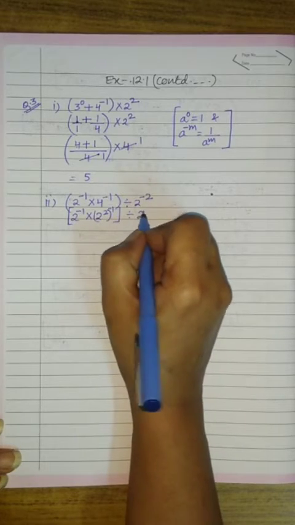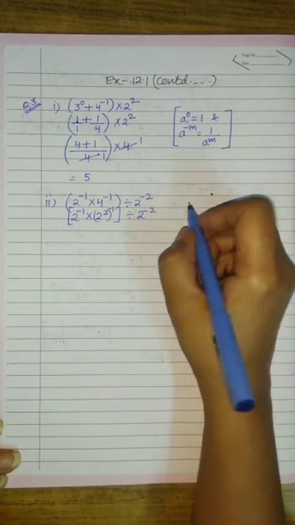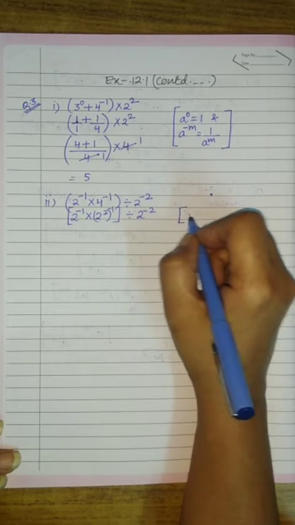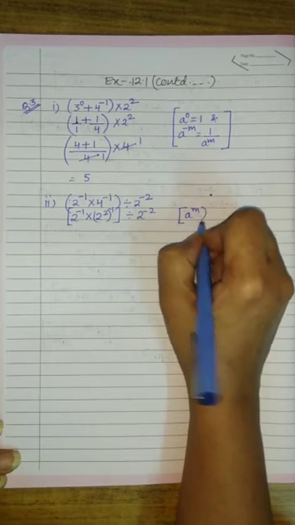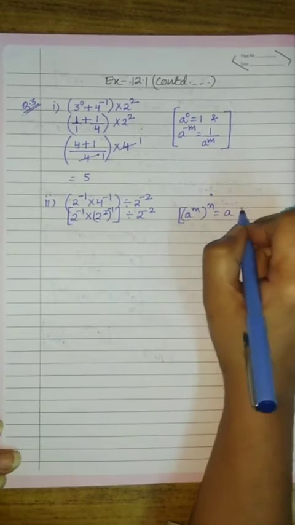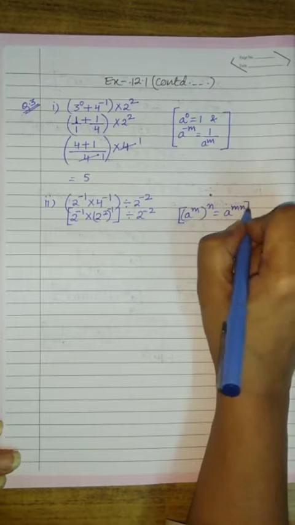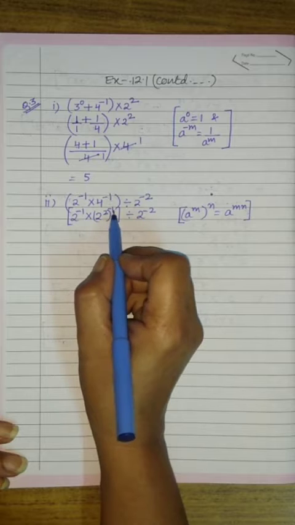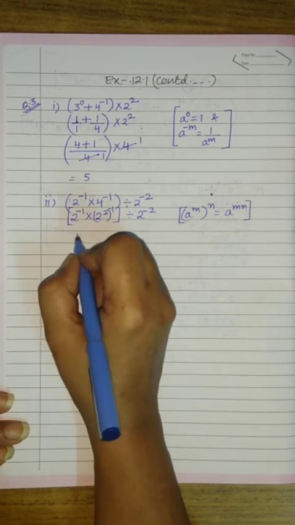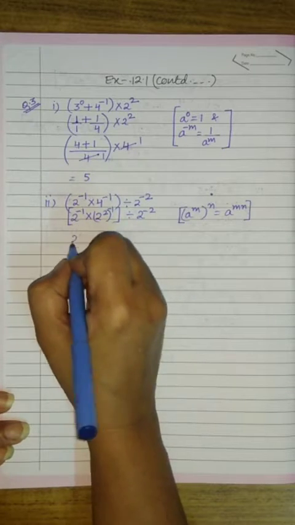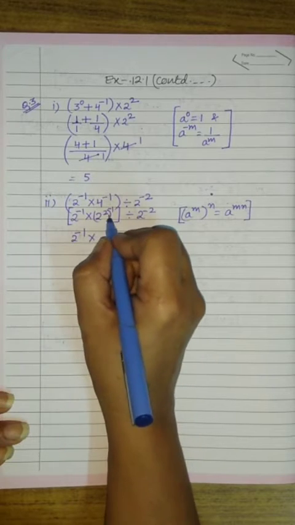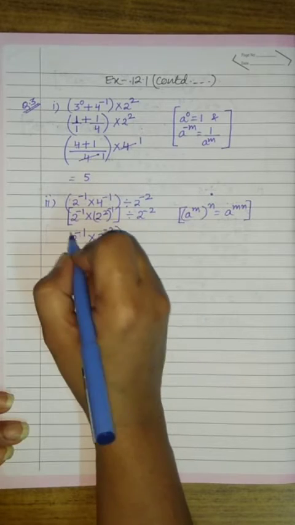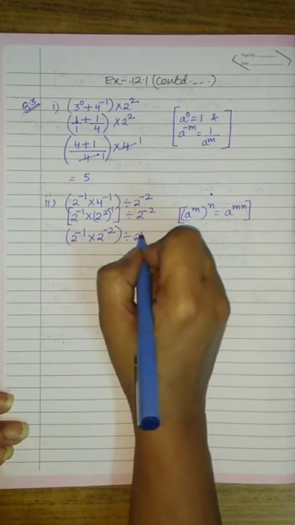Now at this point, which law of exponent is used? That (a raised to power m) to the power n is equal to a raised to power mn. So we will multiply both the exponents 2 and minus 1 in the next step. So 2 raised to power minus 1 into 2 raised to power 2 into minus 1 will become 2 raised to power minus 2, and outside the bracket 2 raised to power minus 2.